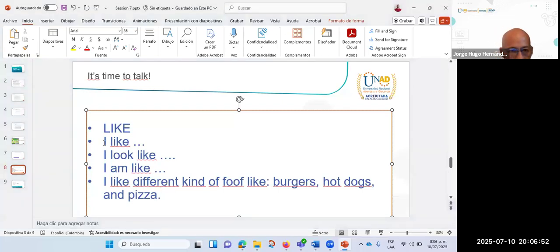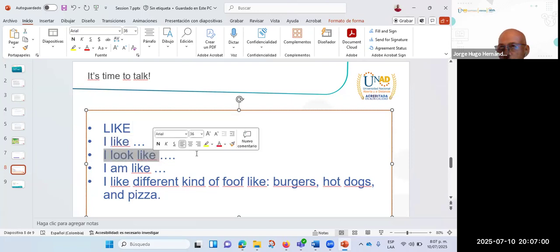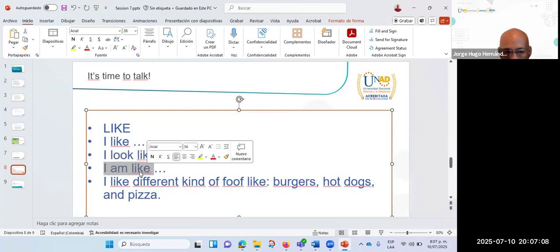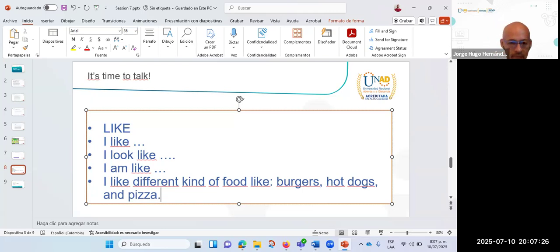So the traditional meaning is what I like, what I enjoy. But when I say I look like, it's a different meaning. When I say I am like, it's a different meaning. And when I say I like different kinds of food, like burgers, hot dogs, and pizza, that word has another meaning, no? Other meanings.